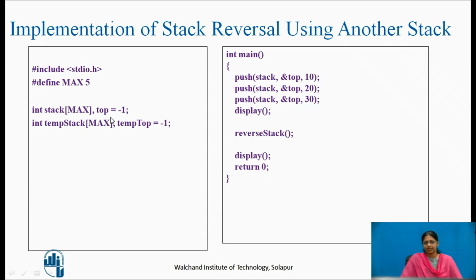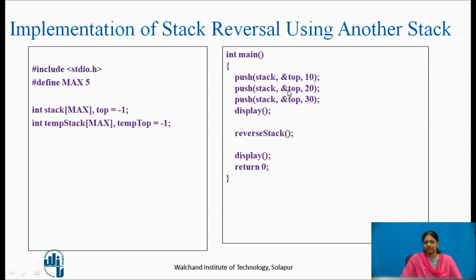There are 2 pointers again, the top and temporary top, which have been initialized to -1. That is, we are clearing the original and the temporary stack. The top is actually the pointer to the original stack, whereas the temporary top is the pointer to the temporary stack array. Now this is the main module.